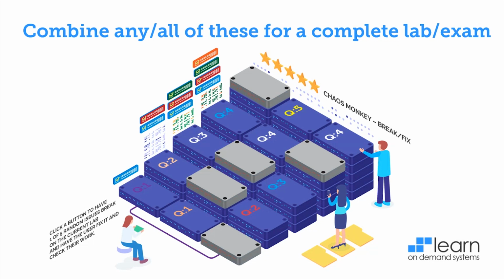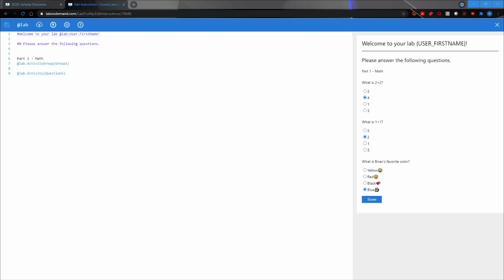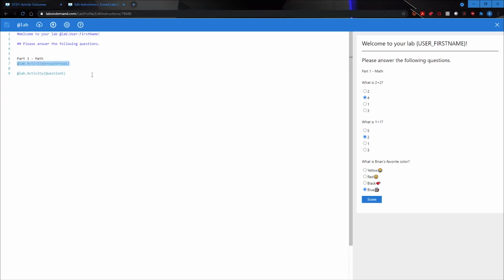All right. So with all of that being said, let's go ahead and take a look at how we shake up some questions. We've already covered the basics a little bit. Now let's go in and take a look at a more advanced scenario. I'm using my previous example here. You'll notice on the right-hand side, I see a rendering of 2 questions, even though I only have one activity up here and a second activity, which is what is your favorite color?